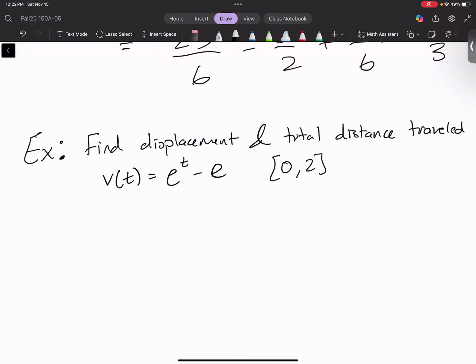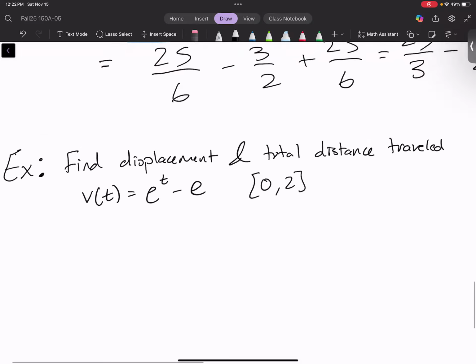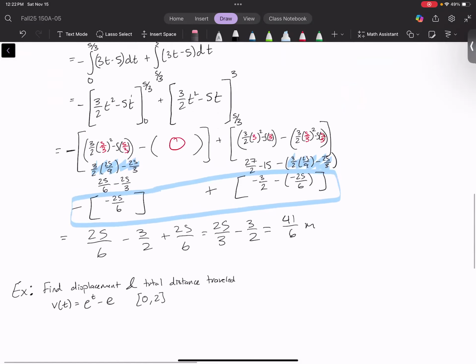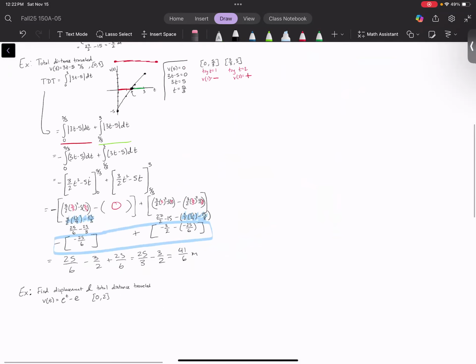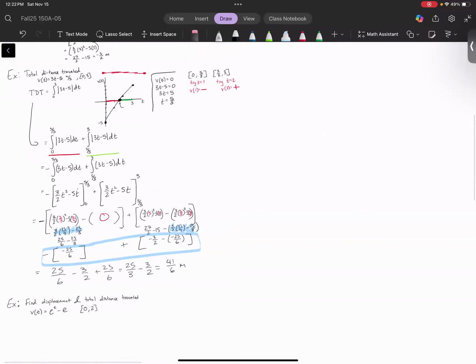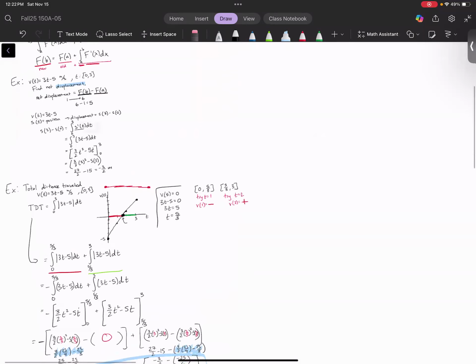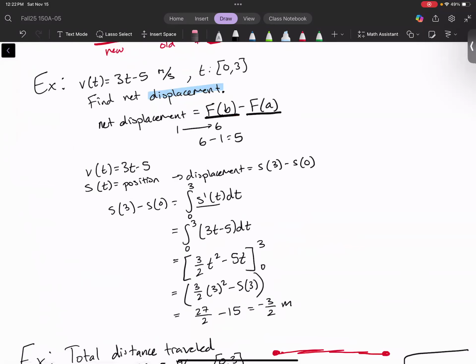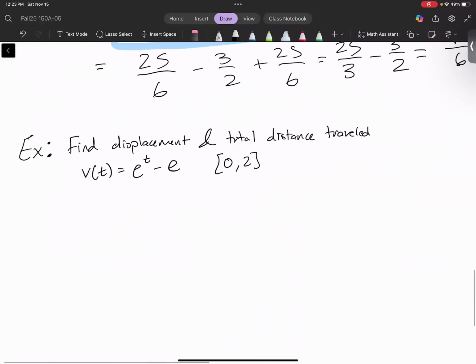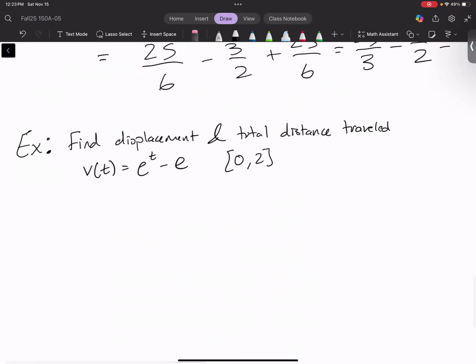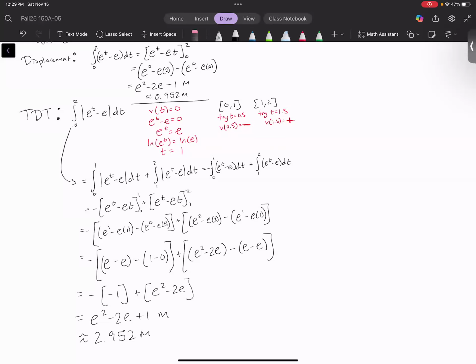Okay, just go ahead and pause here. Try and do both. And let me see if I can get everything on the board here. Okay, there's that. And then the net displacement is that one right there. Okay, let's go ahead and work on it. So I've got both parts here.